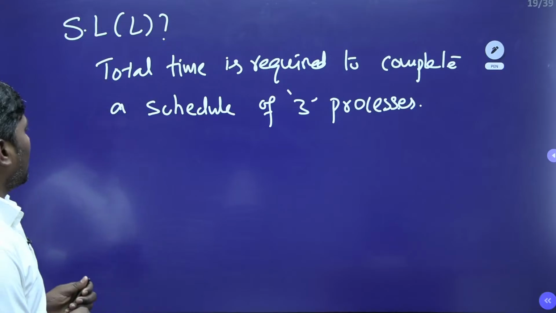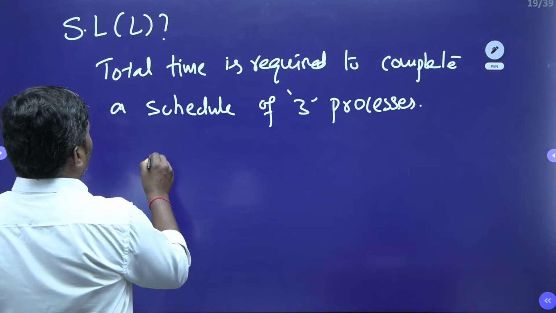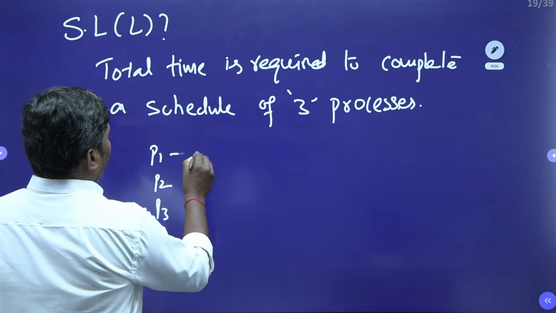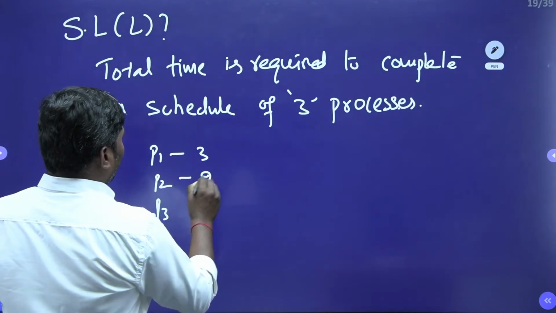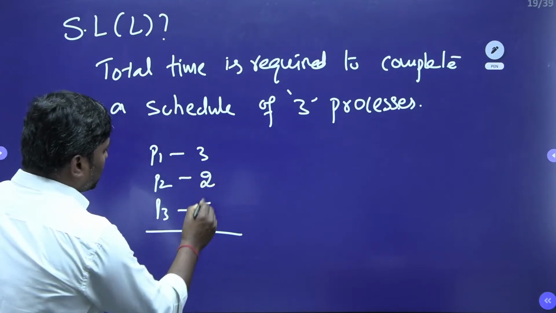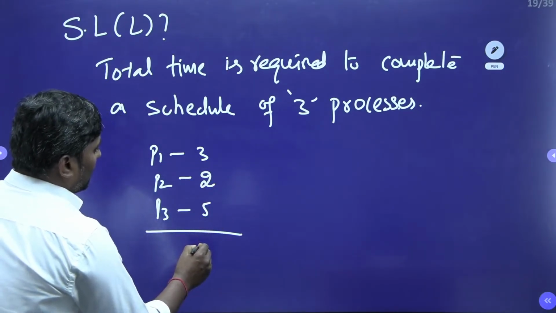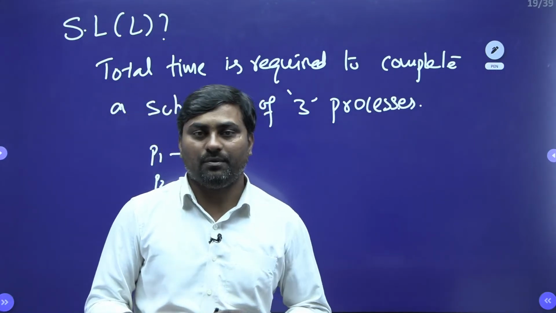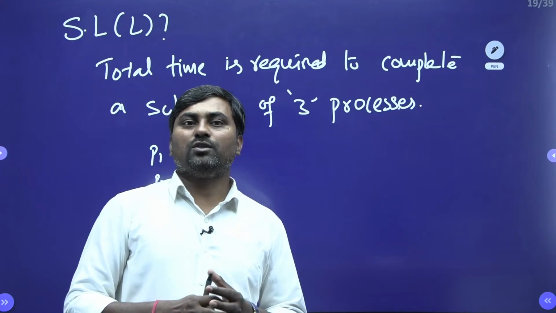I hope you understand. Let's suppose here is process P1, process P2, and process P3, in any order I can schedule. Suppose one requires 3 units, another 2 units, another 5 units. But how much total time is required? 3 plus 2 plus 5, so generally 10 units, right? But you know 10 units is not the answer.